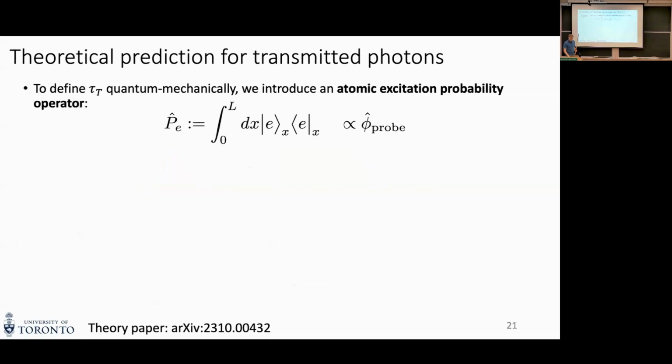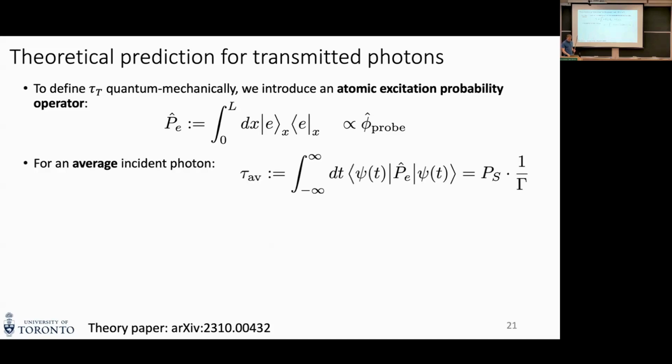And then in order to define and measure this excitation time, we need to come up with some sort of operator to do this. So we define this excitation probability operator, projecting onto the atomic part of this Hilbert space and integrating over all position. The expectation value of this tells you essentially the probability of that single excitation being in the form of a coherent atomic excitation as opposed to a photon at any given time. And like we said, if you do this integral, you get this nice average answer.